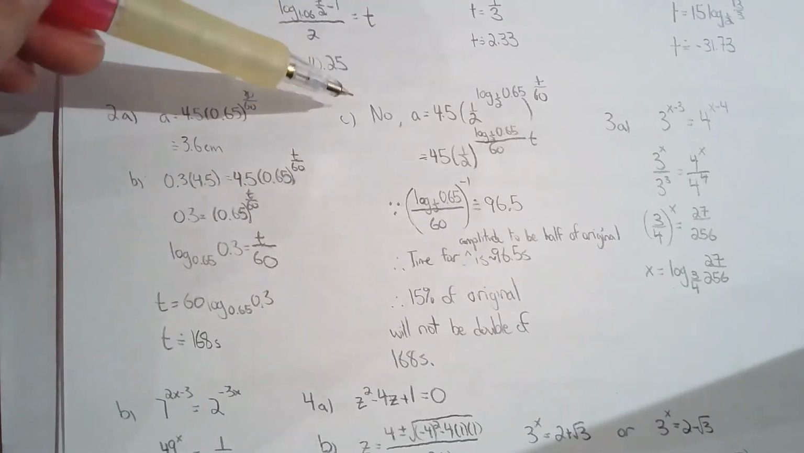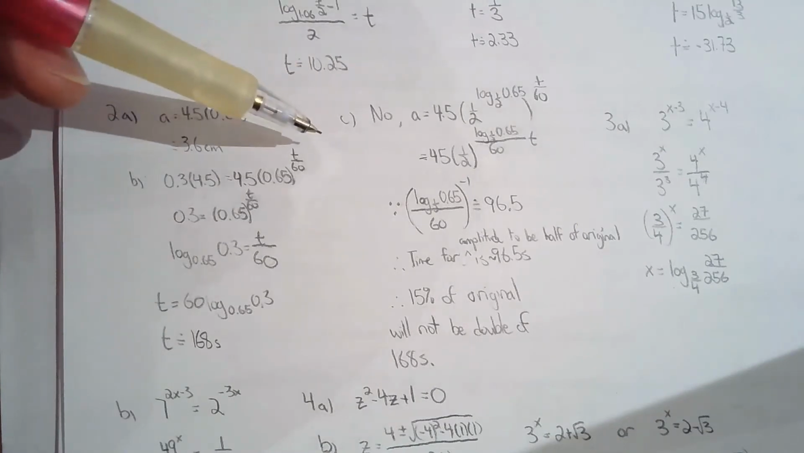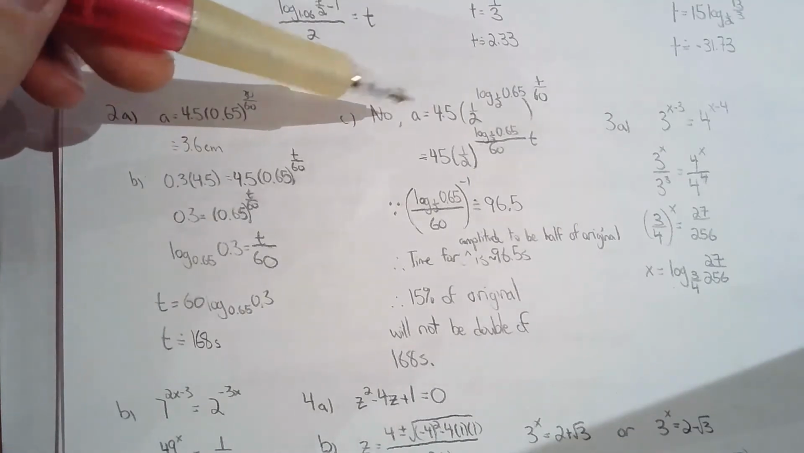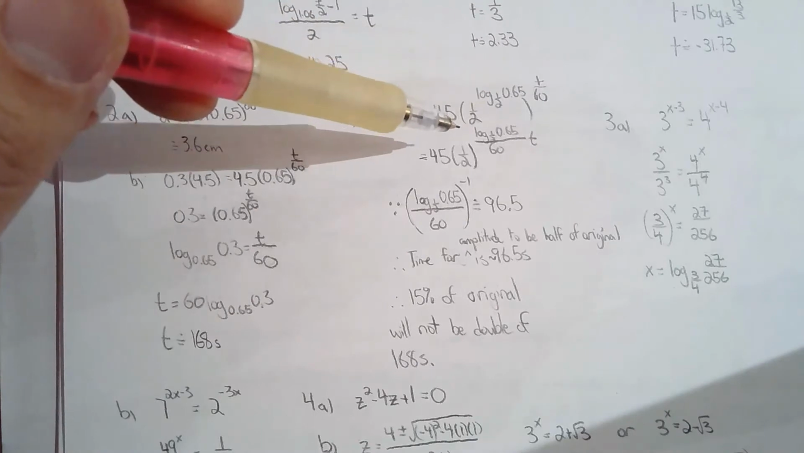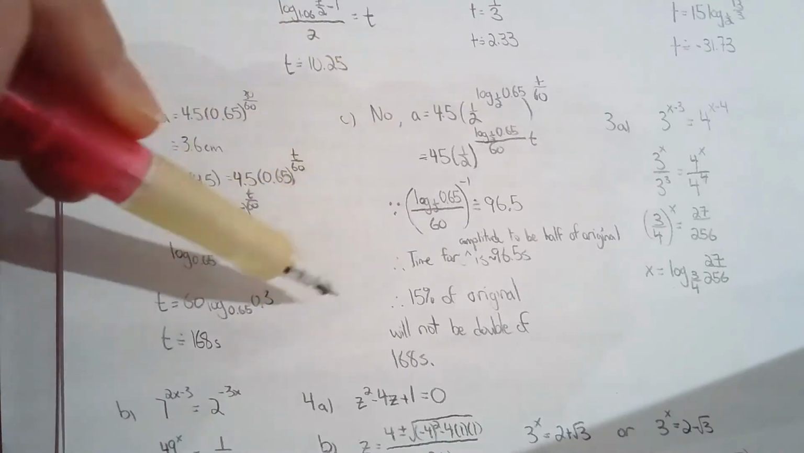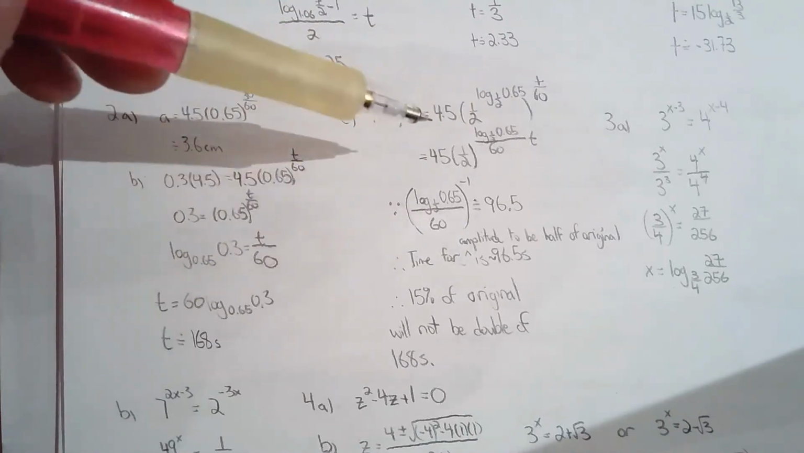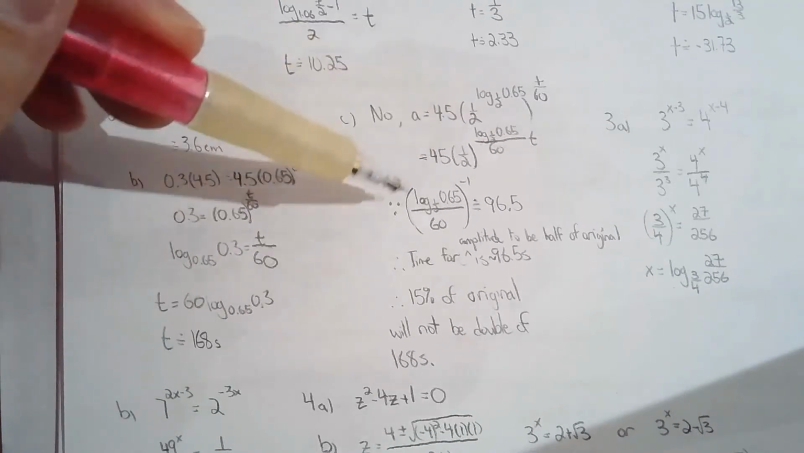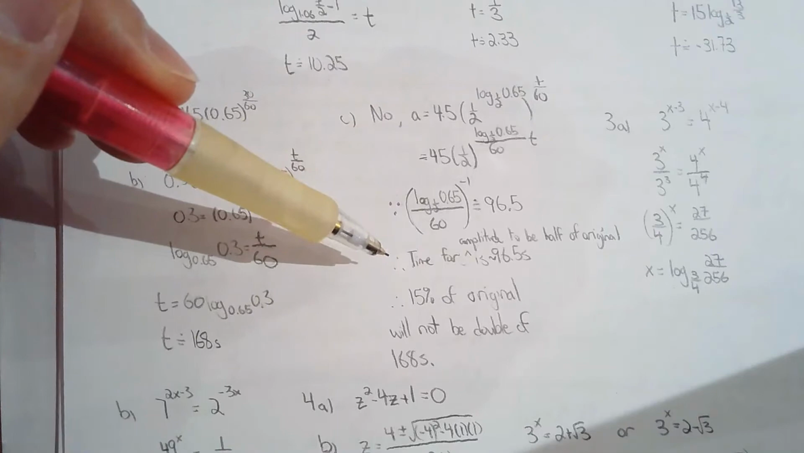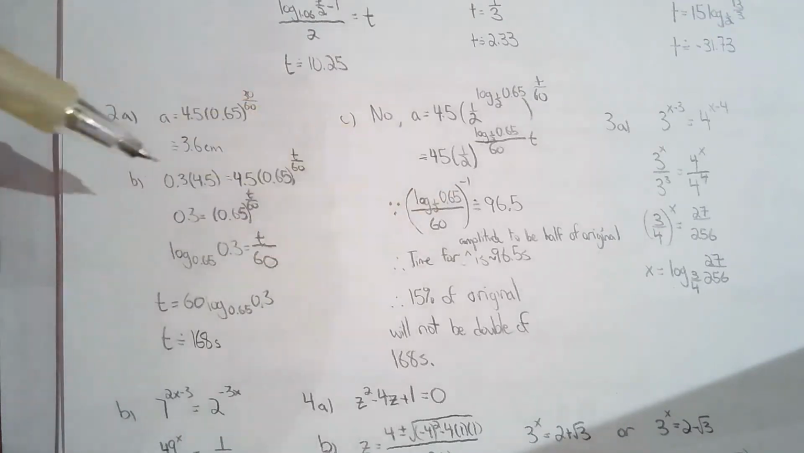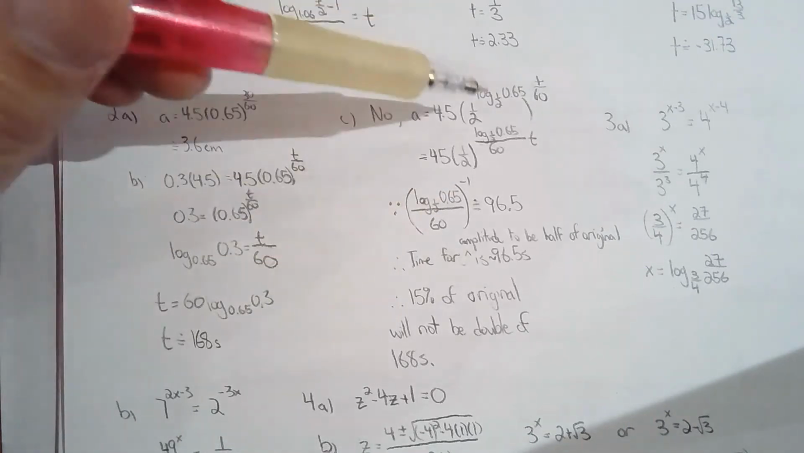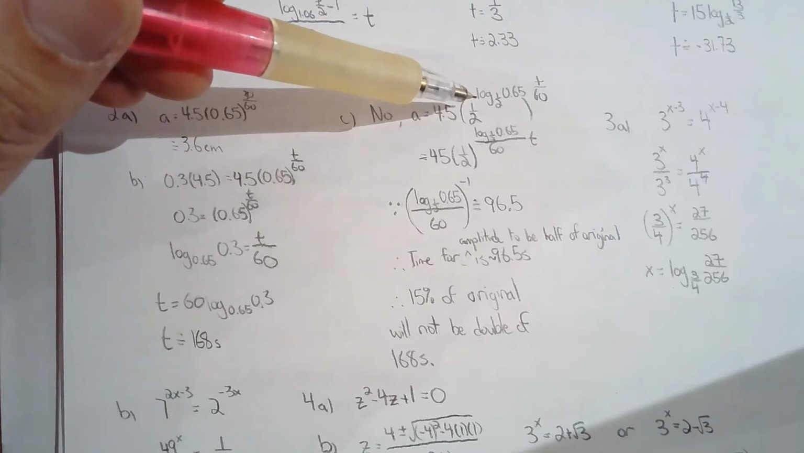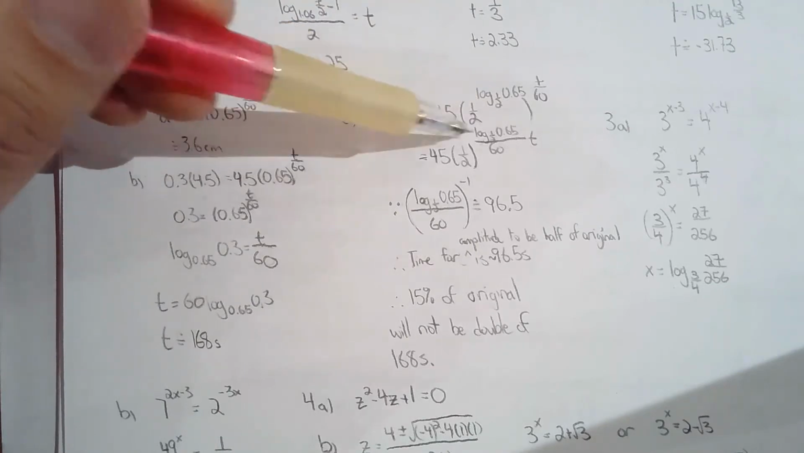But c is interesting. There are lots of different ways to do c, but I chose to do it the way I have here. And this is very elegant because it's analogous to the idea of half-life. So I solve for the amount of time it takes for the amplitude to be half of the original amount. So that's why it goes from a base of 0.65 to a base of 1/2.